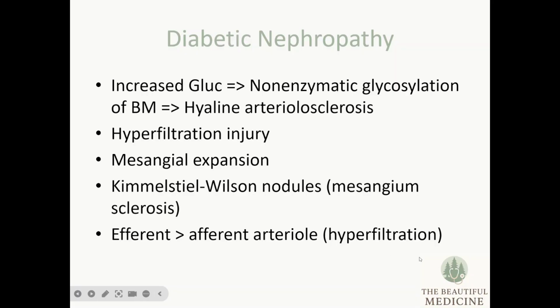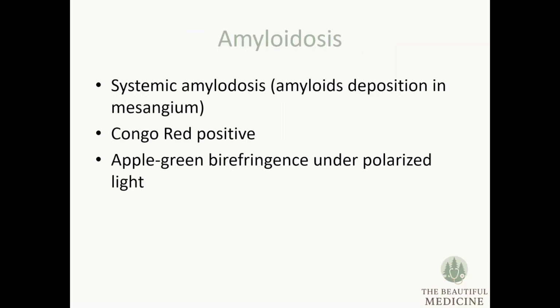So you get this hyperfiltration that leads to arteriosclerosis. In amyloidosis, you have systemic amyloidosis, so amyloid deposition. You see, guys, this word is key, deposition. So it's a different one, but it's still deposition. So you have amyloid deposition in the mesangium.